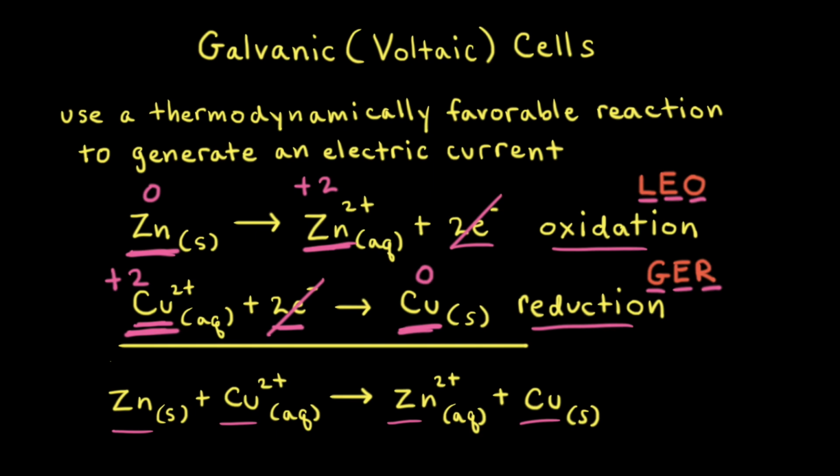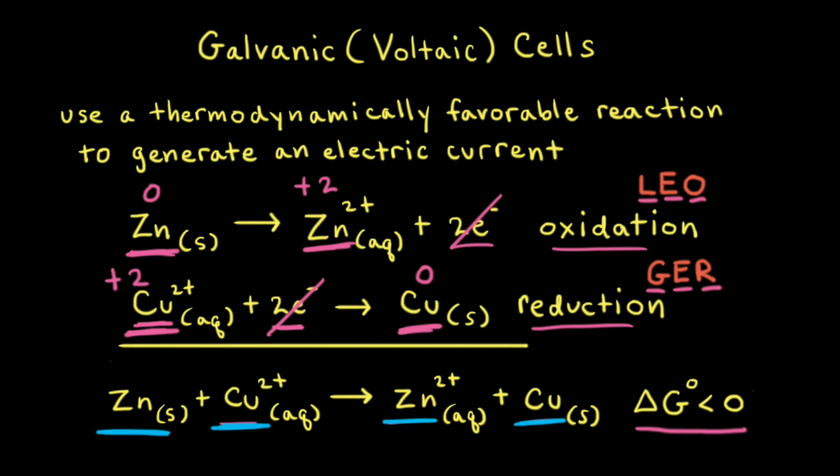Delta G naught for this reaction at 25 degrees Celsius or room temperature is less than 0, which means this reaction is thermodynamically favorable. Therefore, if we were to put a piece of solid zinc in an aqueous solution of copper 2 plus ions, we would see copper metal form on the zinc metal, and zinc 2 plus ions would form in solution.